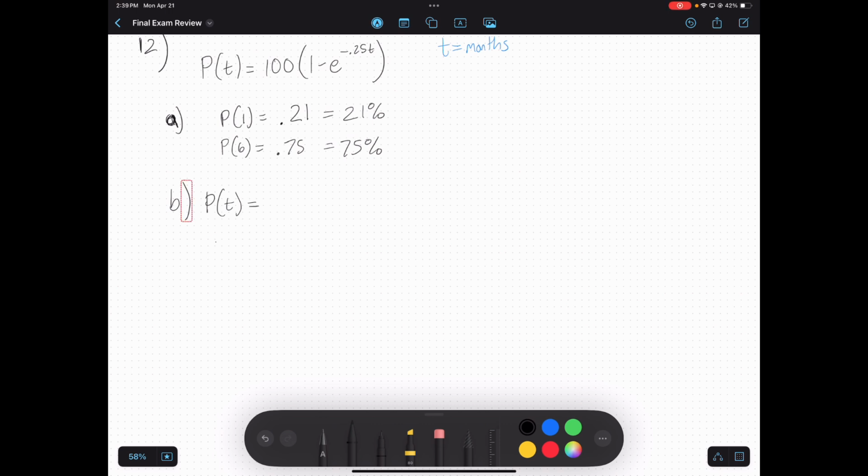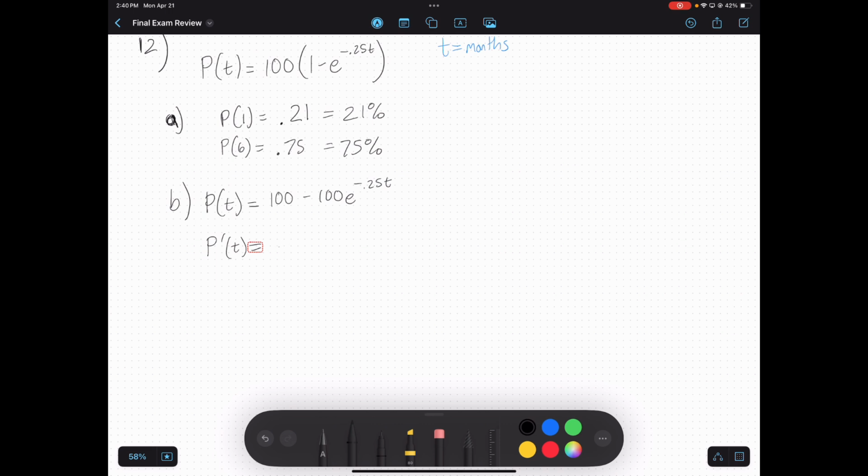It might be helpful to go ahead and distribute that 100 to both terms, instead of trying to use some derivative properties or something like that. It might be easier just to rewrite it like this, and then take the derivative. What's the derivative of that first term? 0. So the first term just goes to 0.